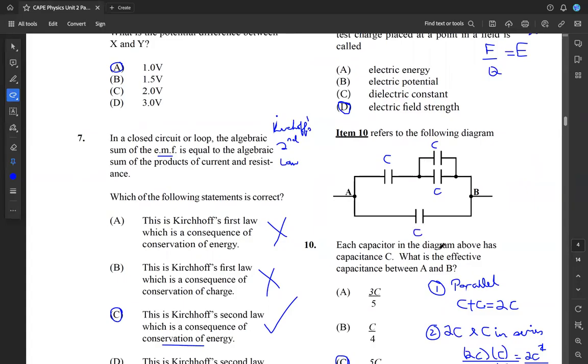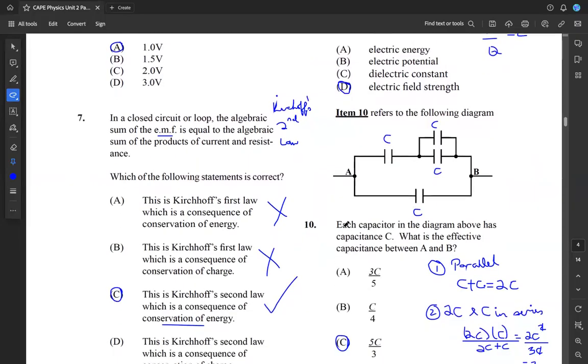So the question goes on to say each capacitor in the diagram above has capacitance C. So we can just write C here for every capacitor, right? What is the effective capacitance between A and B? So effectively, we're being asked to calculate the capacitance in this whole circuit, right? And so to do that, we're going to break down this question in three parts, right? For the first part, we're going to look at these two capacitors that are in parallel with each other, right?